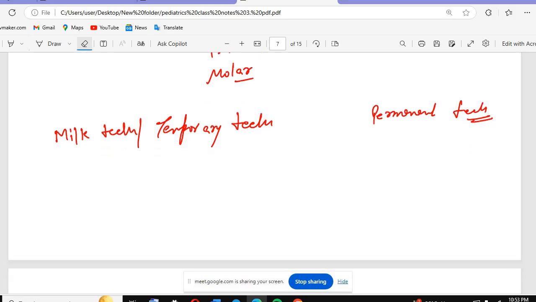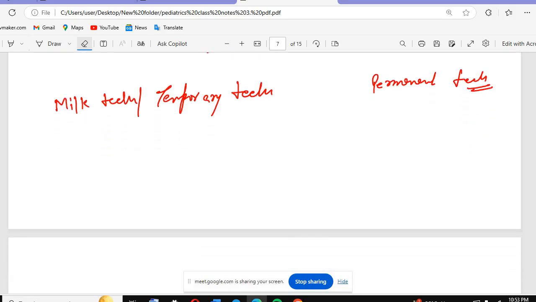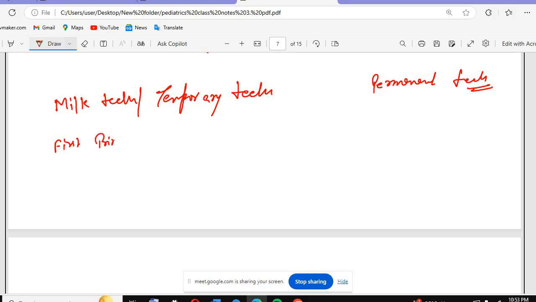You have to remember these four things. The first primary tooth. What is the first primary tooth? The first primary tooth is the lower central incisor. It comes around 6 to 7 months.